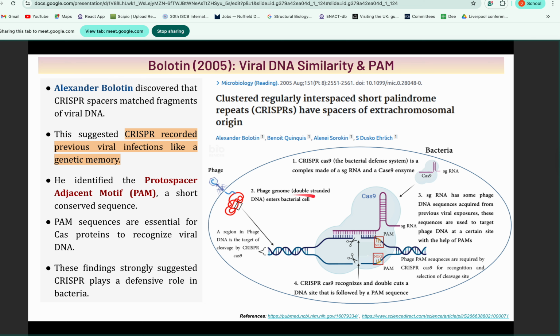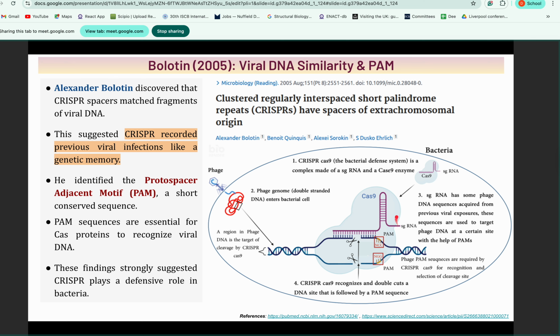So now what happens? The phage genome, which is double-stranded DNA, enters into the bacterial cell. Now the infection is happening, and the phage genome is entering into the host cell. A region in the phage DNA is the target of cleavage by the CRISPR-Cas9. So they have zoomed in on this particular region. Now this is the region of the double-stranded phage DNA. Now what will the CRISPR-Cas9 system do?